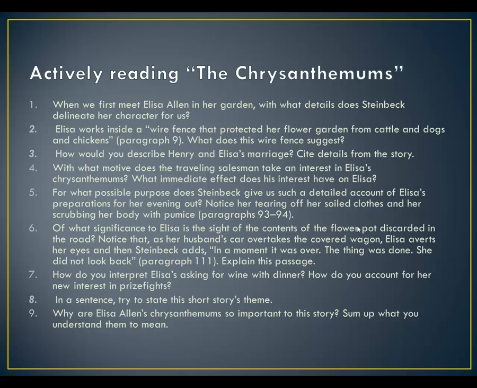So when we first meet Elisa Allen in her garden, what details does Steinbeck use to delineate her character for us? What is she like in her garden, right, as opposed to when she's not in her garden? I want you to think through these questions. "Elisa works inside a wire fence that protected her flower garden from cattle and dogs and chickens," right? This is paragraph 9. What does this wire fence suggest? What is it keeping out?